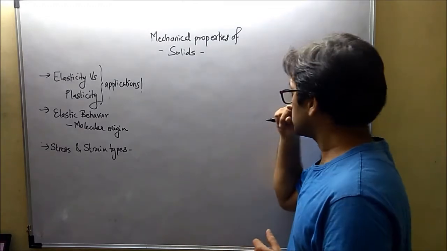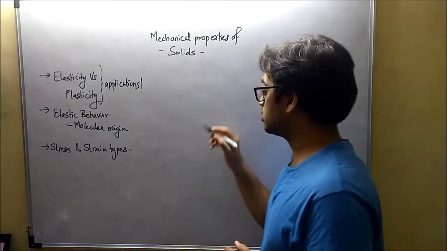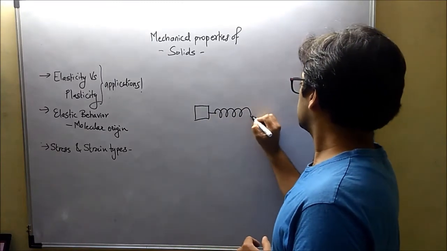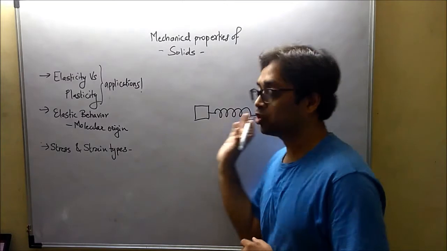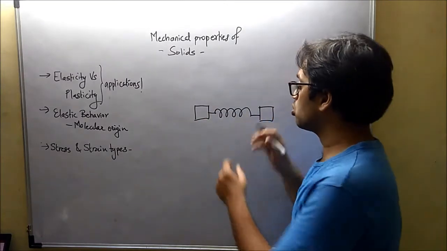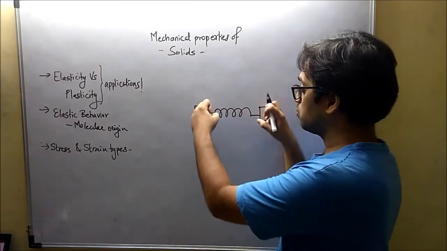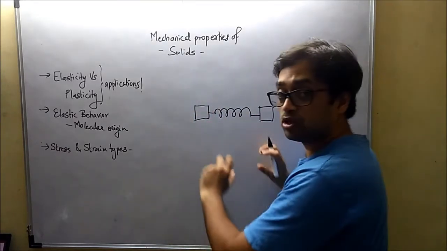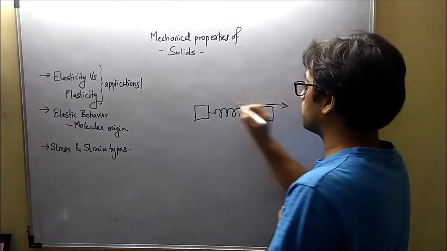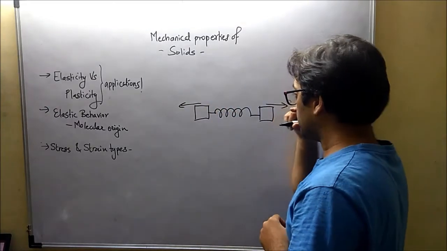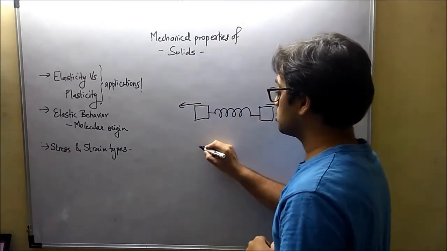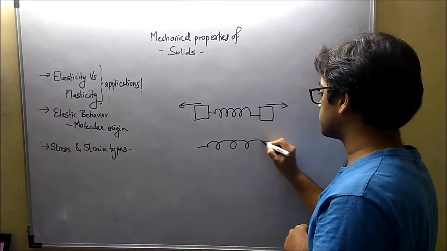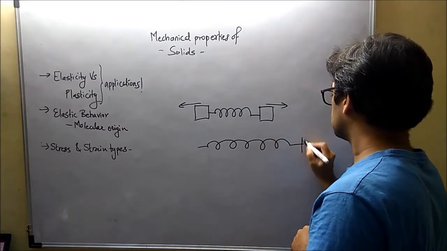So to understand what the property elasticity is, consider this one example of a spring. Let us say you have two boxes tied to the two ends of a spring, or let us say you are holding this spring with both your hands and you extend the spring. Then you apply forces on both the boxes basically. Then the length of the spring will increase. So the spring will start looking like this, right?